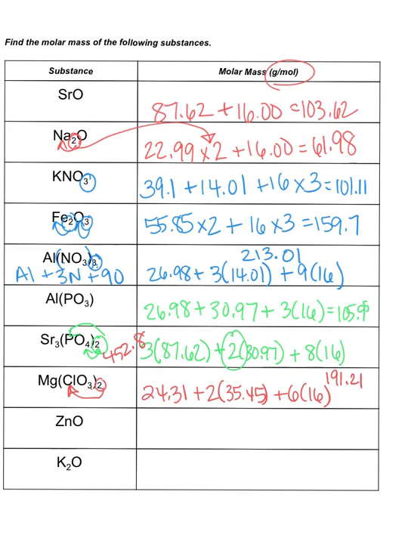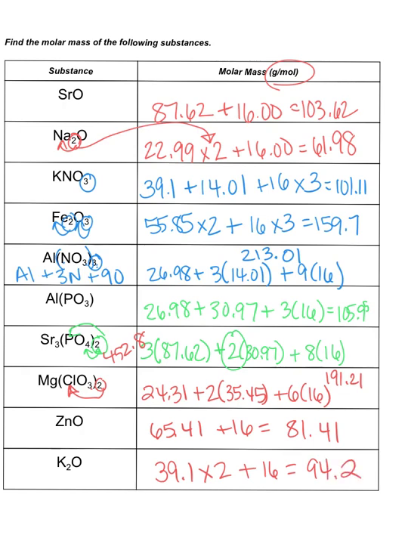I'm going to just give you ZnO. I take the molar mass of Zn, and I find it's 65.41 plus 16, which is 81.41. And K2O: 39.1 times 2 plus 16, add it all up, and I get 94.2. So that's how I go about finding the molar mass for each of these substances, which is what I use for my formula unit calculations.